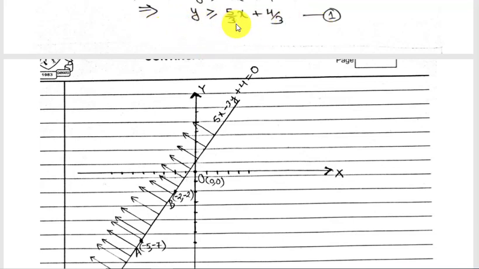So if I replace x by 0 and y by 0, then what I'll get, on the left I'll get 0, and on the right I will get 4 by 3. But in that way this equation is not true, because once I replace x and y by 0, I am getting 0 is greater than or equal to 4 by 3, and that is not true.